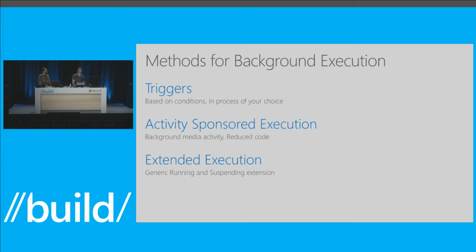So with that, we've covered the 3 methods for background activation and background execution. There's triggers, which fire based off of a set of system or environmental conditions, and that can run in a separate process or now within your core application directly. There's activity-sponsored execution, which is specifically for media playback and moving between the foreground and the background in order to play that media seamlessly with just a manifest entry. And then there's extended execution, which is the generic tool for extending either your running state or your suspending state into the background.